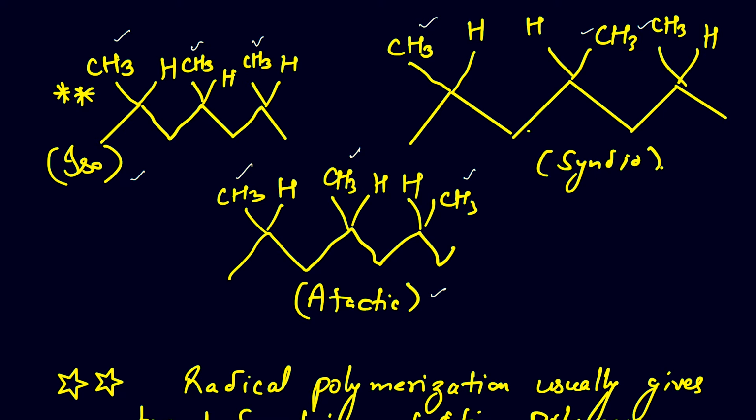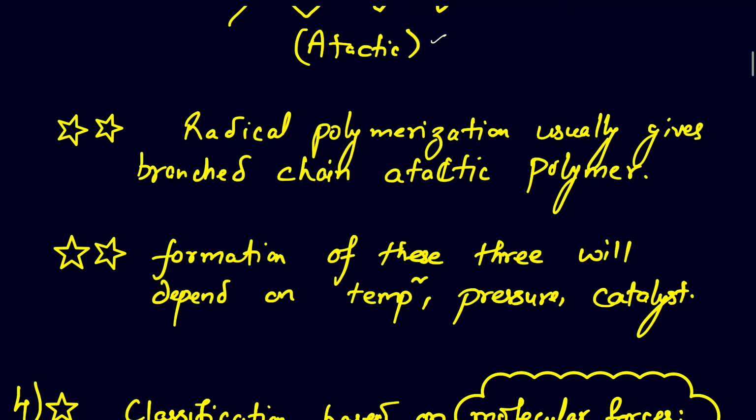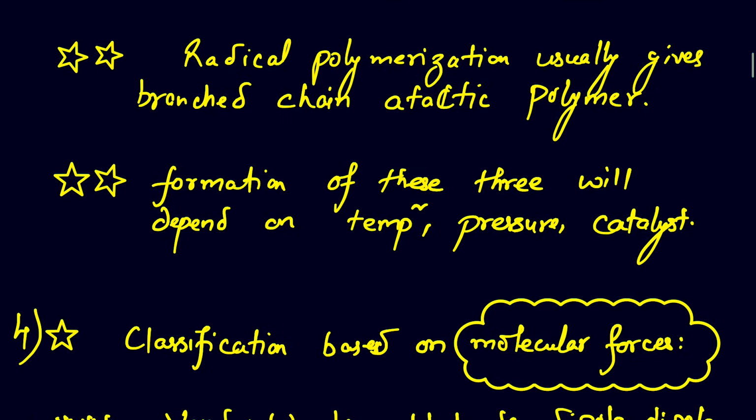The next important point to note here is that radical polymerization usually gives branched chain atactic polymer. This point is again an important one: radical polymerization usually gives branched chain atactic polymer, and the formation of these three depends upon the temperature, pressure, as well as the catalyst.